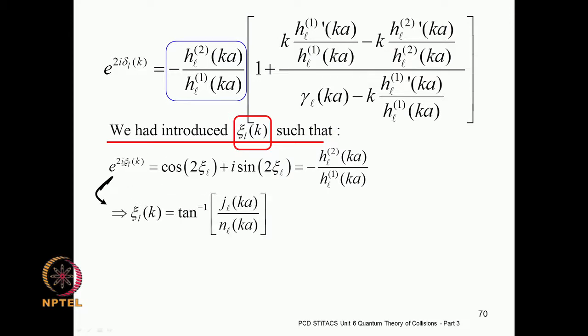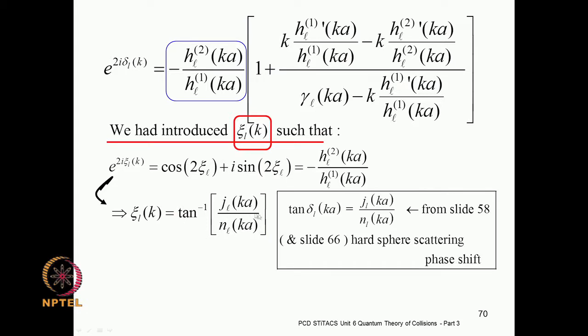Now, if you write the Hankel function of the first kind and the Hankel function of the second kind in terms of the Bessel function and the Neumann function, because j plus i n and j minus i n are the Hankel functions of the first and second kind respectively, you can see that this xi is nothing but the tan inverse of j over n, the ratio of the Bessel function to the Neumann function. And what is this quantity? Tan inverse of j over n is nothing but the phase shift coming from the hard sphere.